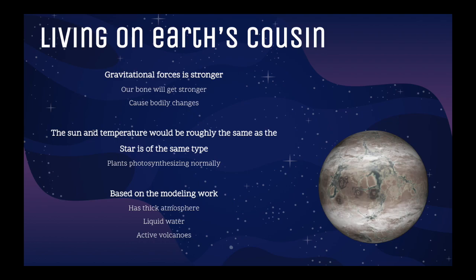Earth plants would photosynthesize just fine because the planet orbits its star at the same distance as the Earth orbits its sun. Kepler 452b probably has a thick atmosphere, liquid water, and active volcanoes, but these are best guesses based on the modeling work done by the scientists.